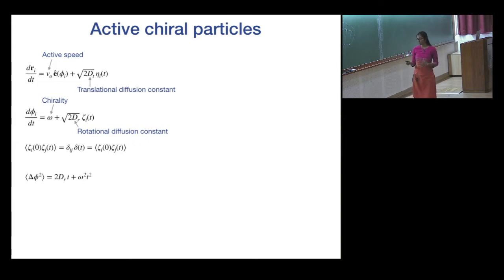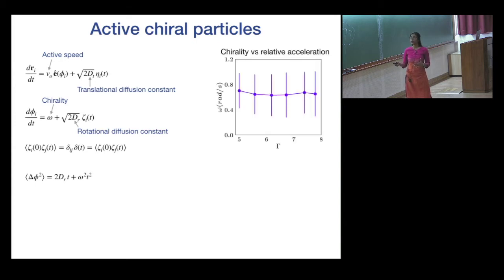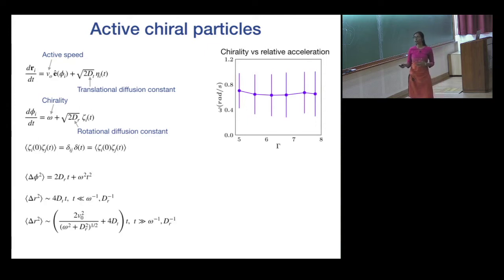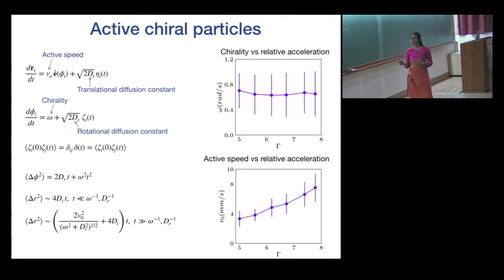So how do we do it? The delta phi square mean square displacement is like this. And we saw from the experimental data the linear behavior and the ballistic behavior. Given those behaviors, we calculate the chirality from the experimental data, and also the rotational diffusion constant. Also from the mean square displacement in position, we calculate the active speed and also the translational diffusion constant.